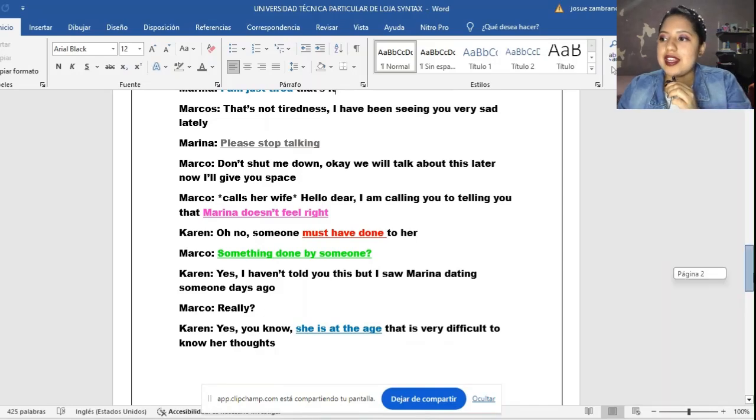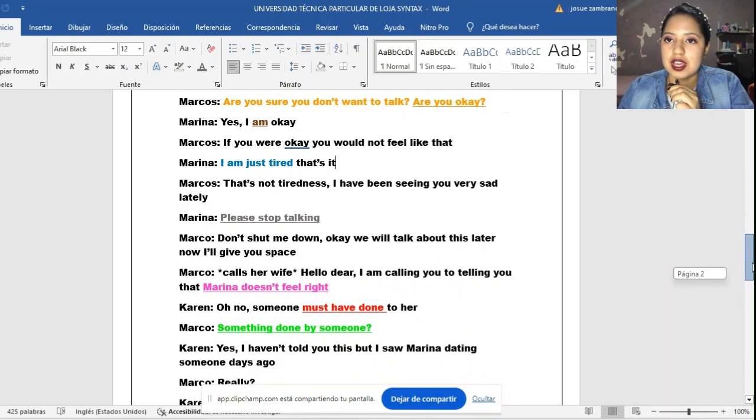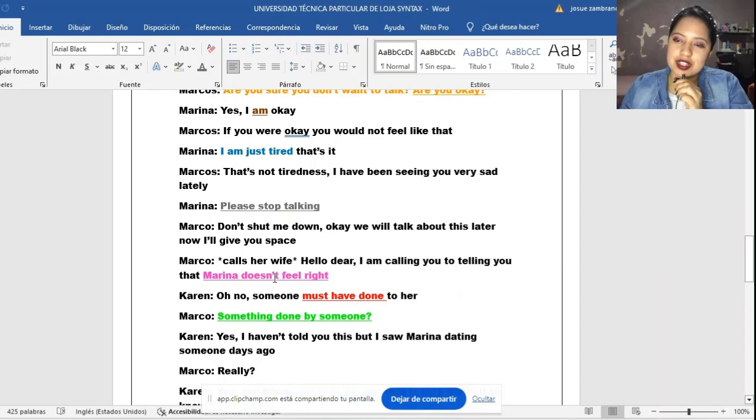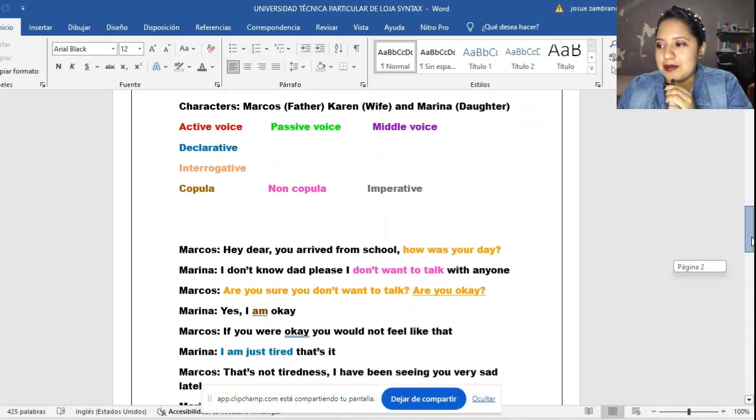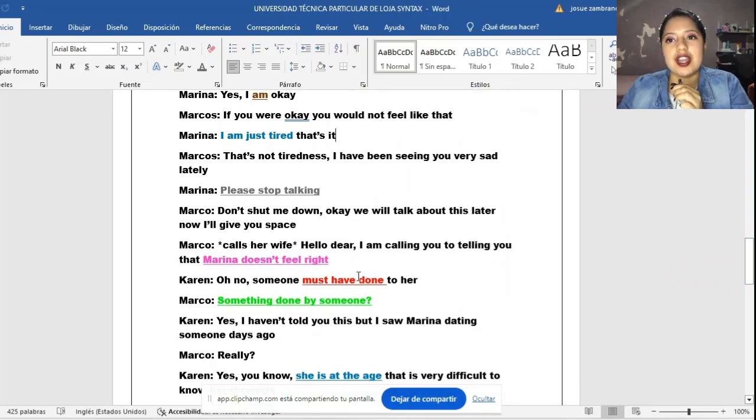Marcos: "Marina doesn't feel right." It's a non-copula because once again it is using the auxiliary don't. In this case, it's doesn't because Marina is third person. "Oh no, someone must have done something to her." It's an active voice because someone is doing an action to Marina, and that is what she's referring to. And green is for passive voice because Marina is still receiving the action. Something done by someone. Someone has done something to Marina.